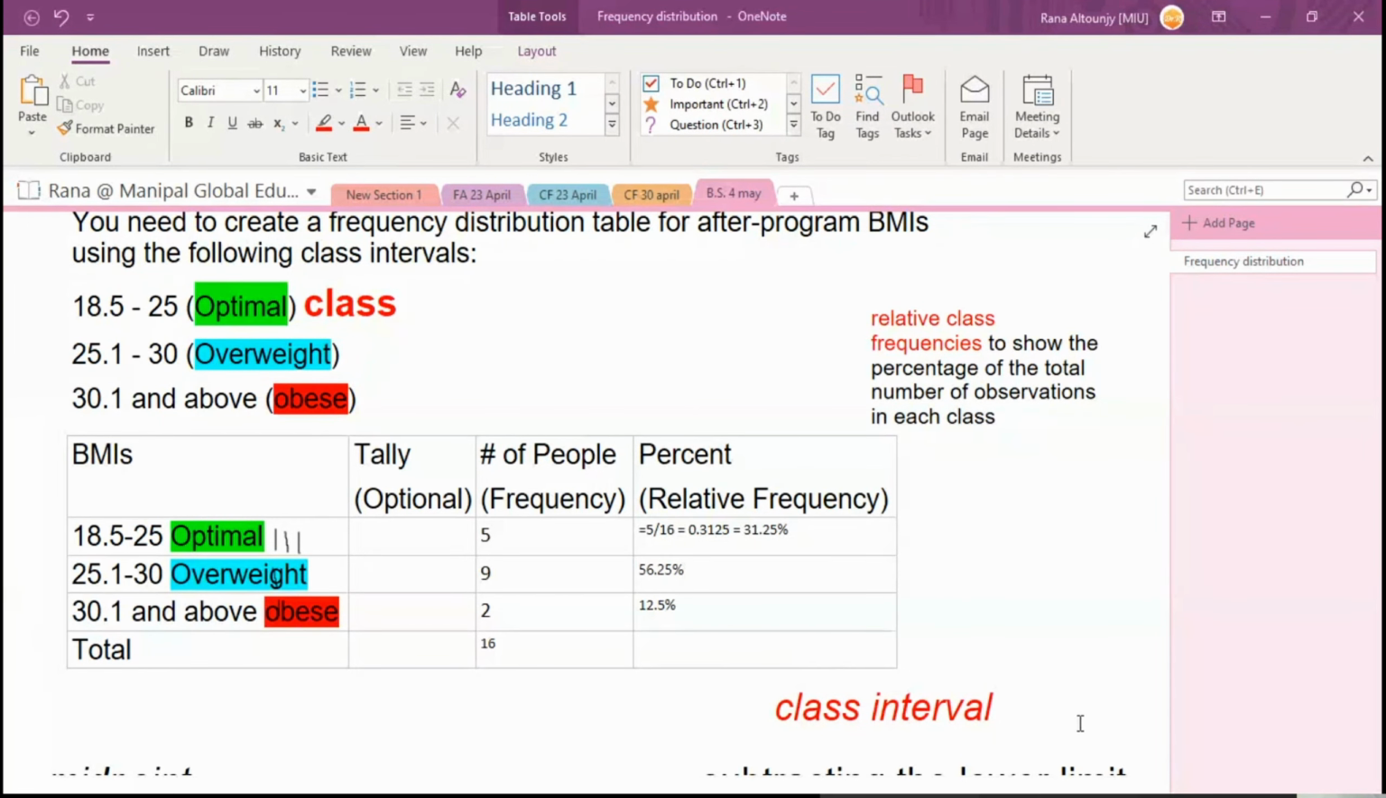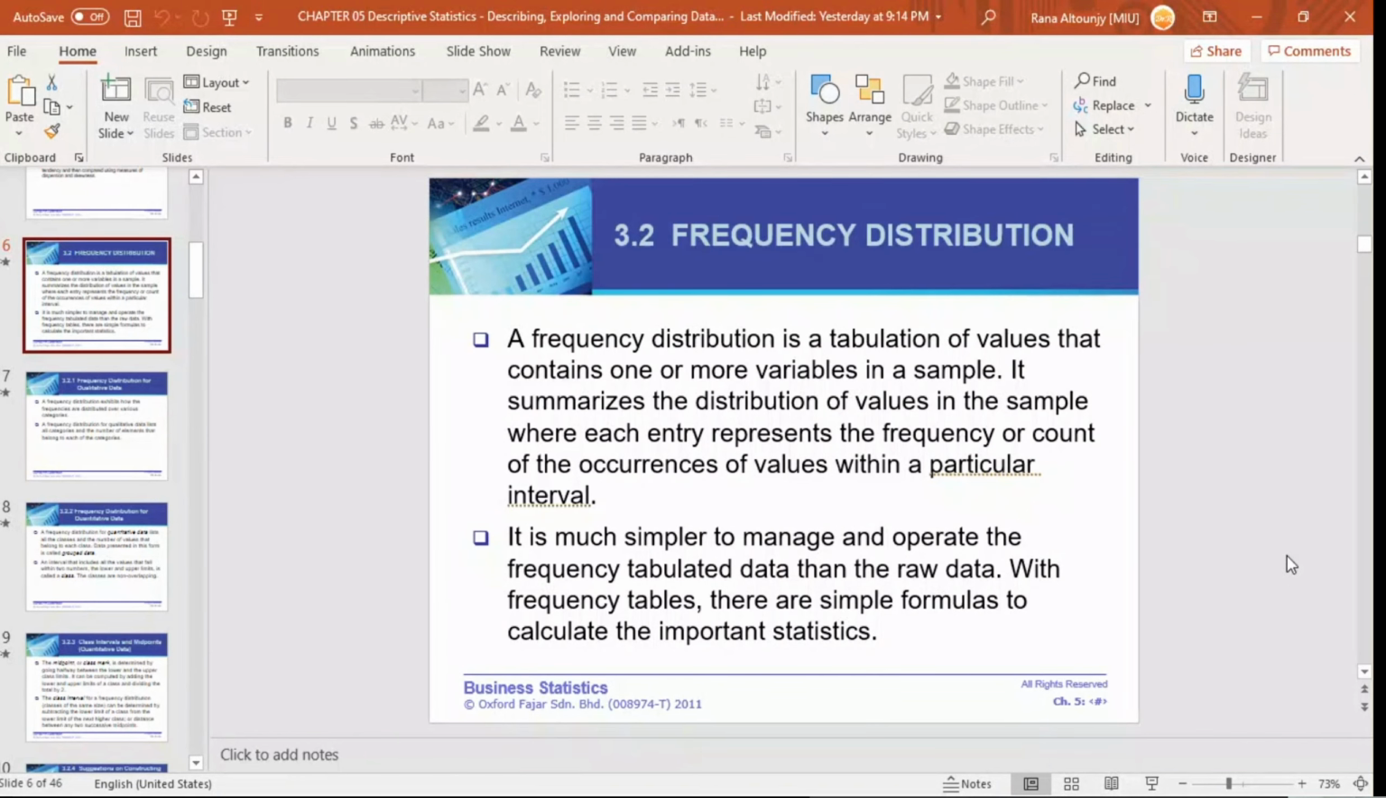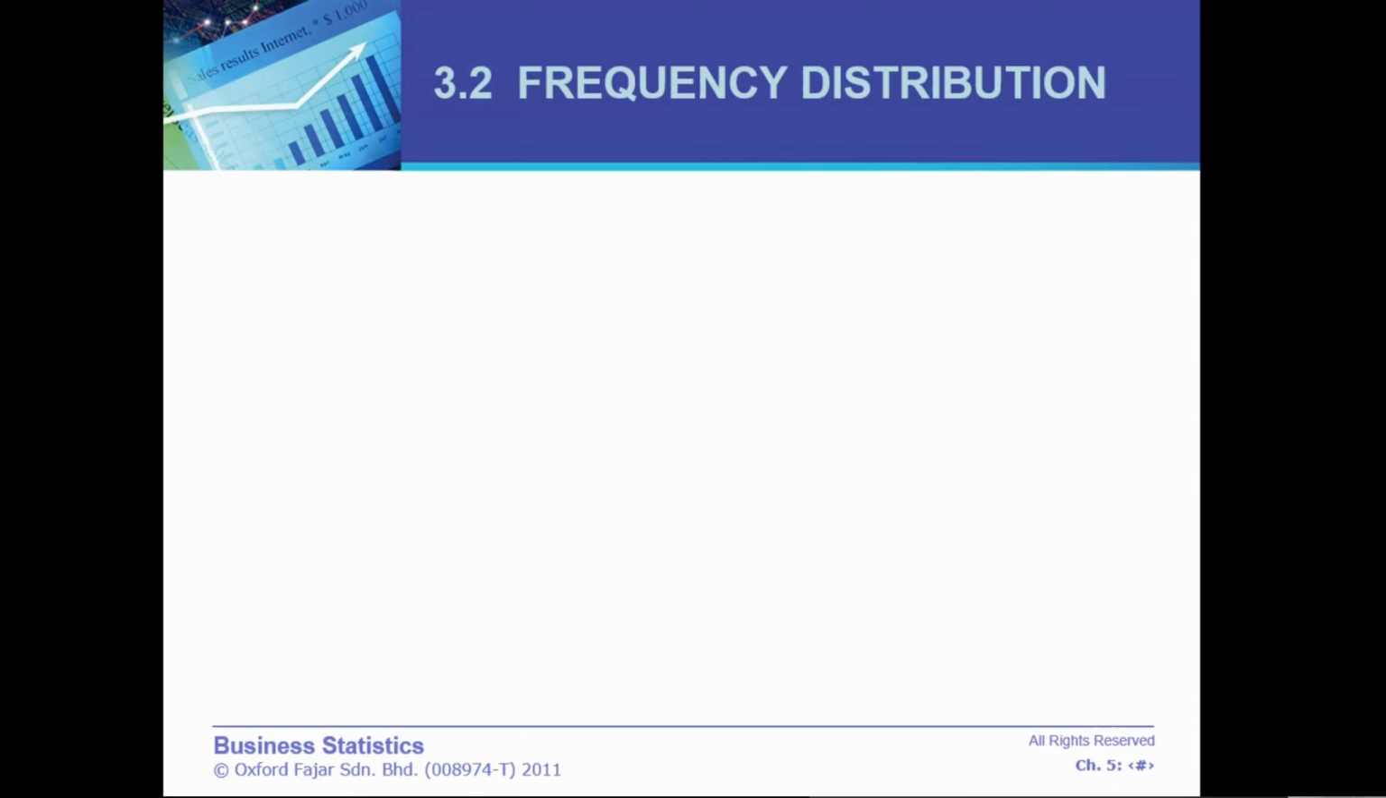Okay? We were talking about the frequency distribution and we gave some examples. Again, we'll talk about some theoretical part, which is definitions. So frequency distribution, as we learned yesterday, is a tabulation of values that contains one or more variables in a sample. It summarizes the distribution of values in the sample, where each entry represents the frequency or count of the occurrences of values within a particular interval. And that we learned yesterday was an example.